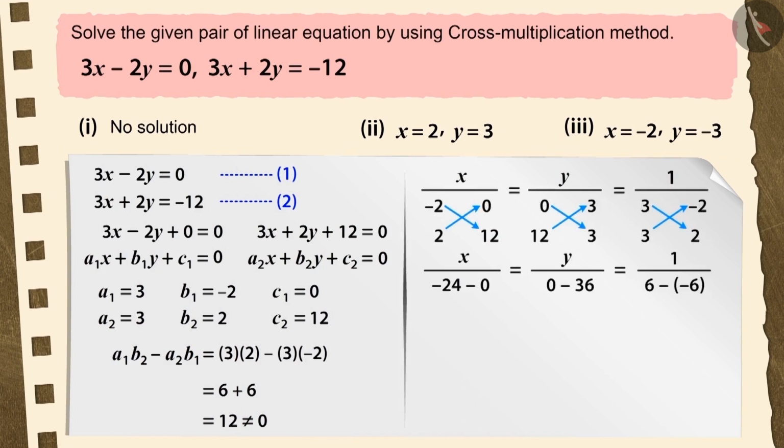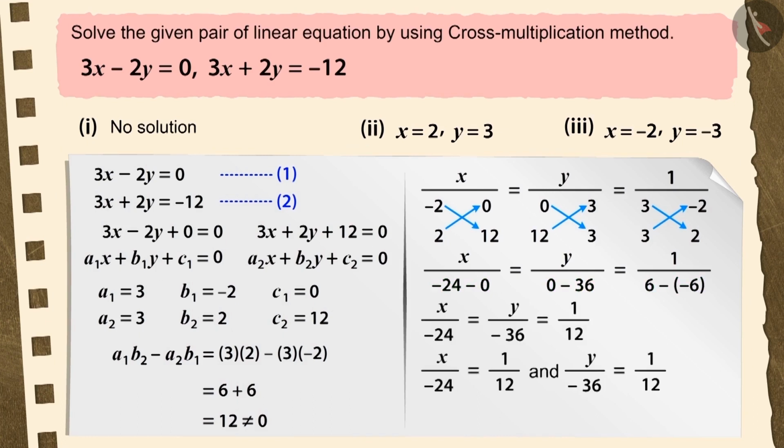After which, we will substitute these values in the cross multiplication method. Now, after multiplying according to the arrows, we subtract the second product from the first product, which gives us x is equal to minus 2 and y is equal to minus 3, which is the only solution for the given pair of linear equations. Therefore, option 3 is the correct answer.